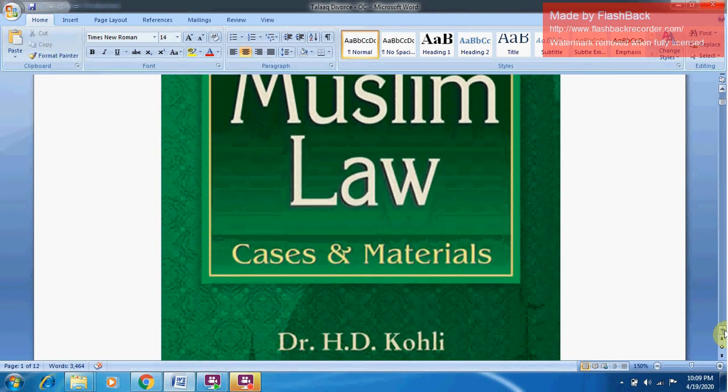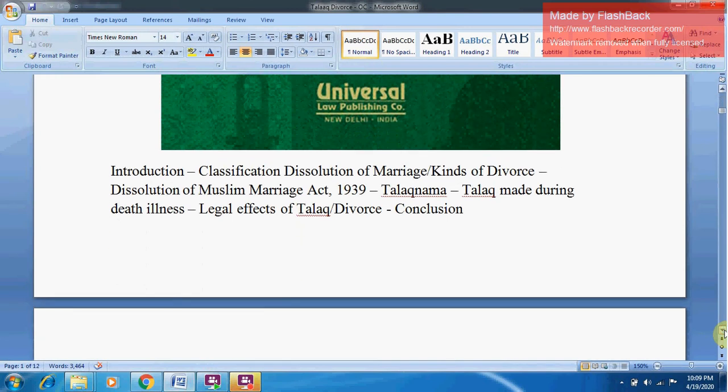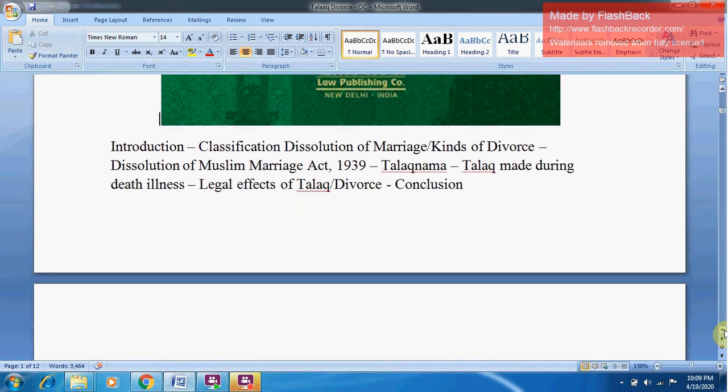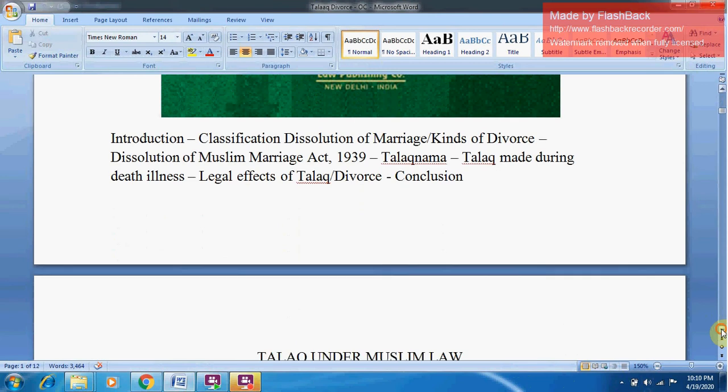And now we see what things should be covered under this chapter or unit. First we'll do the introduction. Then we'll see the classification of dissolution of marriage, that is, kinds of divorce. Then the Dissolution of Muslim Marriage Act 1939, Talaq-Nama, talaq made during death illness, the legal effect of talaq, that is the divorce, and the last part is the conclusion. These are the things that we will cover.